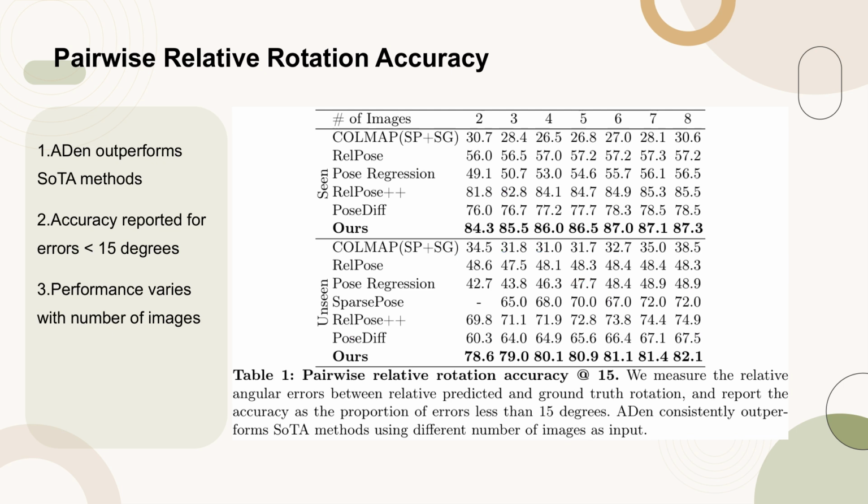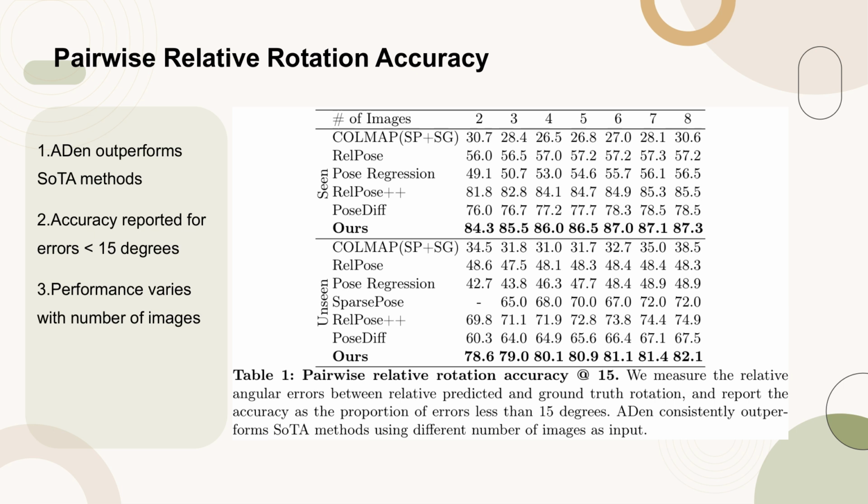Table 1 presents the pairwise relative rotation accuracy at 15 degrees, showcasing the performance of ADen in comparison to state-of-the-art (SOTA) methods. The table measures the relative angular errors between the predicted and ground truth rotations, reporting the accuracy as the proportion of errors that are less than 15 degrees. ADen consistently demonstrates superior performance across different numbers of input images, highlighting its effectiveness in achieving higher accuracy in rotation estimation tasks.